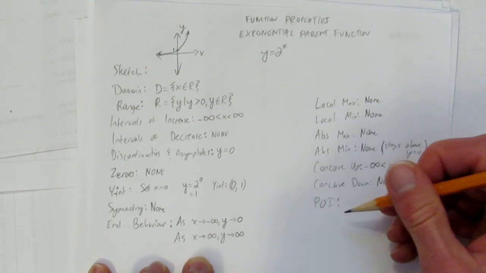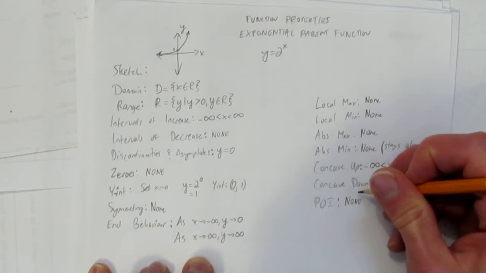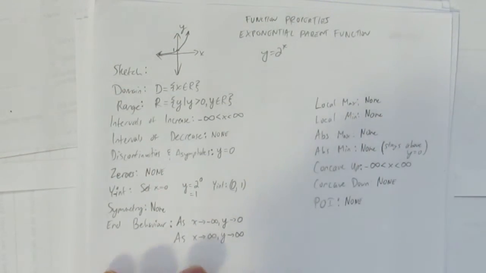And to that point, where are the points of inflection? There are none. If there was a change in concavity, there would be, but there isn't. So those are some of the function properties of the exponential parent function y equals 2 to the power of x.